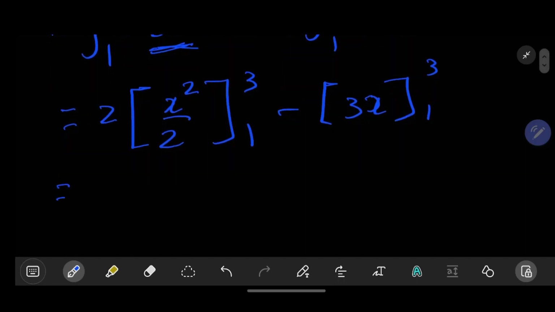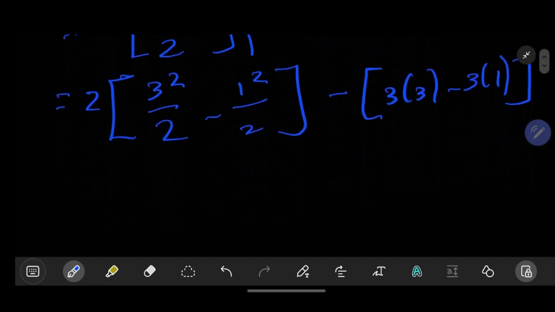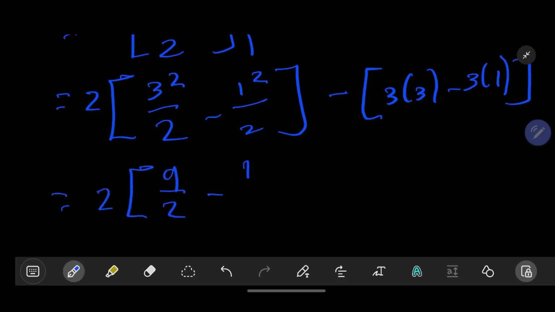So plugging in our a and b, the limits, we're going to have this as 2 into 3 squared over 2 minus 1 squared over 2, minus 3 into 3 minus 3 into 1. Okay, and taking this further, this is basically 2 into 9 over 2 minus a half, minus 3 times 3 is 9, minus 3.